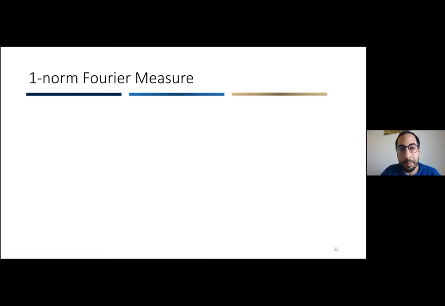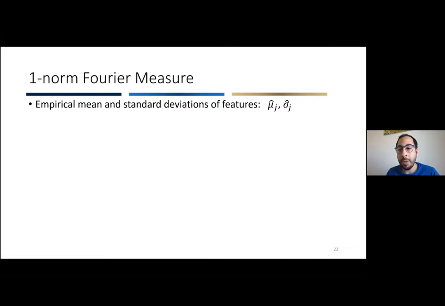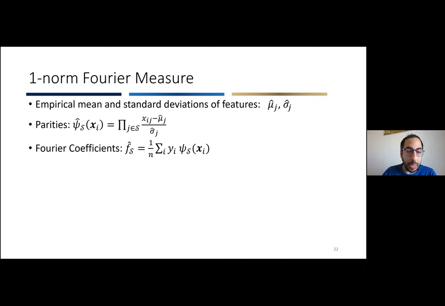So that gives us the one norm measure now. The idea now is that we're gonna first start with the empirical mean and standard deviation of the features. They're calculated as usual. And then we're gonna have empirical parities, which are basically the same monomials, but with the empirical mean and empirical standard deviation. Then we have this estimation for Fourier coefficients, which is the empirical estimation of the Fourier coefficient for subset S, so basically this average. Here Xi and Yi's are the training samples.